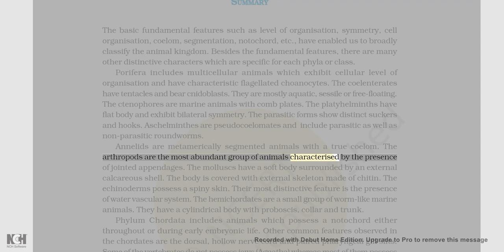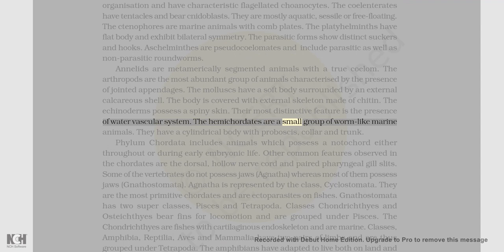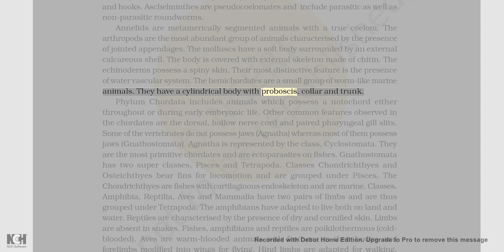The mollusks have a soft body surrounded by an external calcareous shell. The body is covered with external skeleton made of chitin. The echinoderms possess a spiny skin. Their most distinctive feature is the presence of water vascular system. The hemichordates are a small group of worm-like marine animals. They have a cylindrical body with proboscis, collar, and trunk.